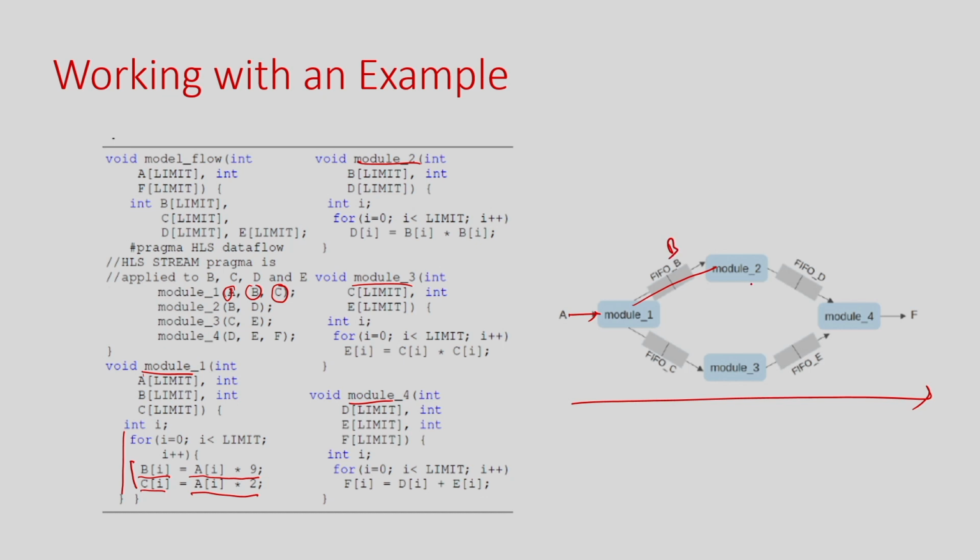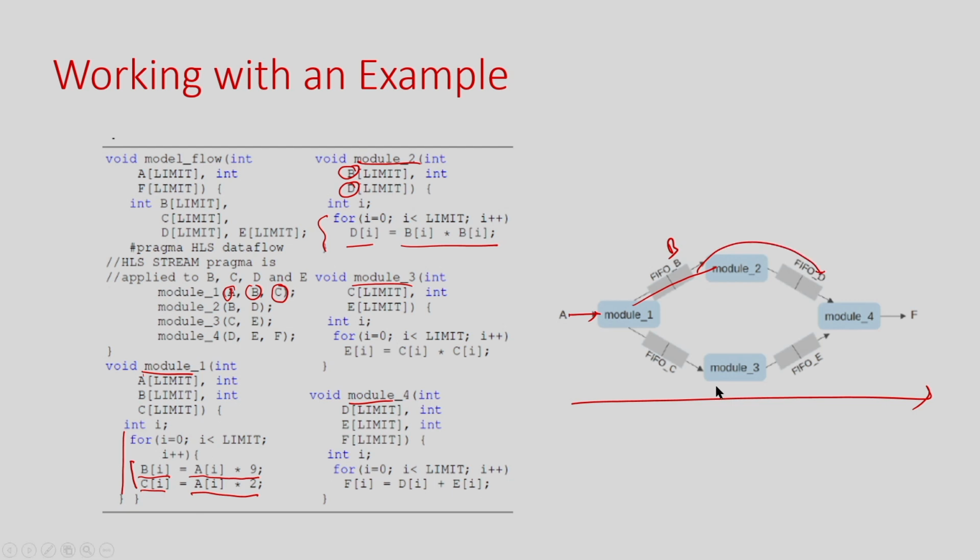Module 2 now consumes B and produces D, and again there is a loop. In the loop I am just doing Bi star Bi to produce Di. So, it is basically making a square of Bi to produce Di, and then it is getting written into Di.